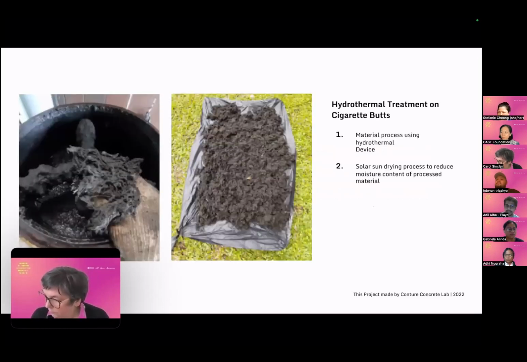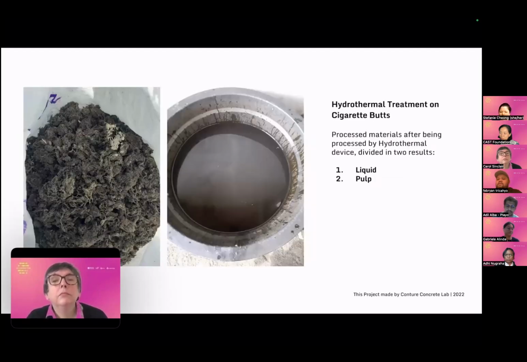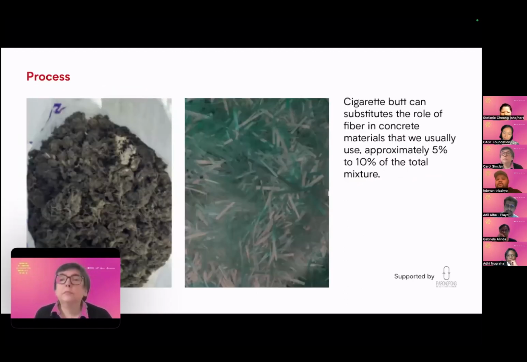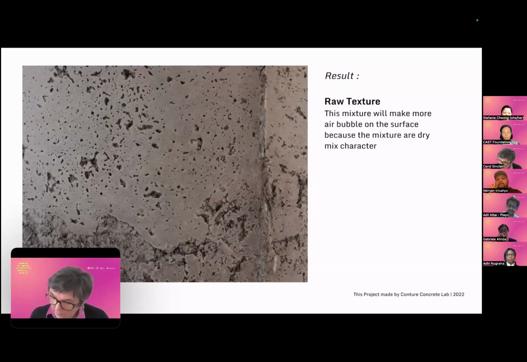And then this is the process. We cook the materials, and then we dry them using direct sun. The result is pulp and liquid. The liquid can be used for compost, and the pulp we use as fiber in concrete. Before we found the cigarette butt, we used imported fiber to strengthen our concrete, and now we replace it and get the same result. This is the raw texture that we can make from cigarette butt waste.